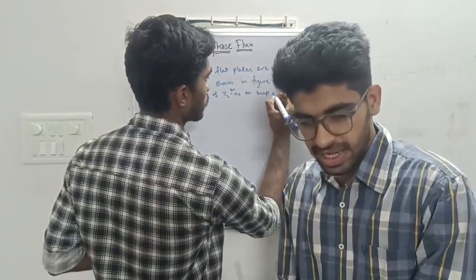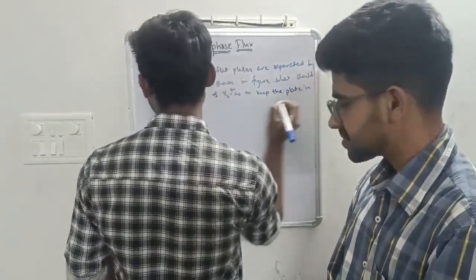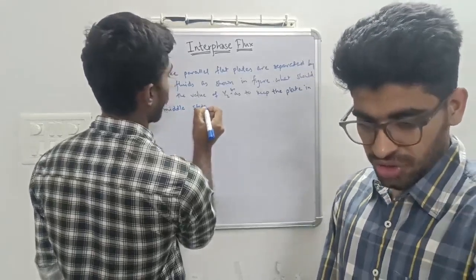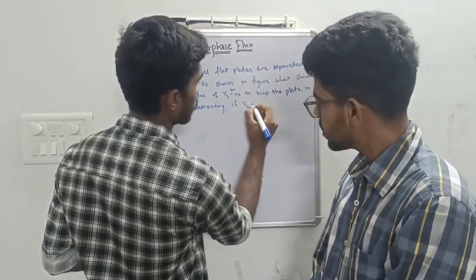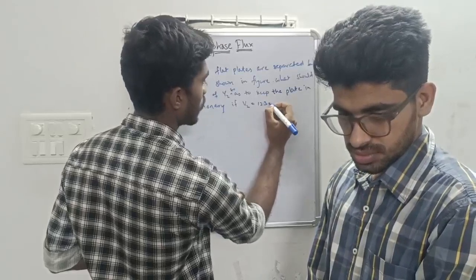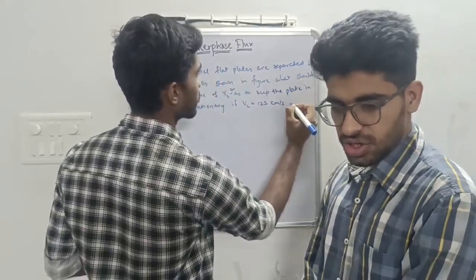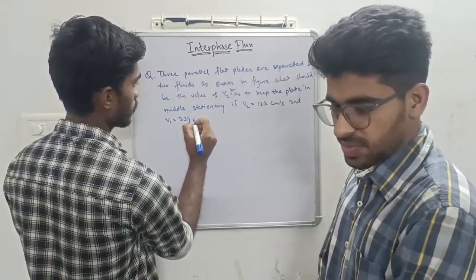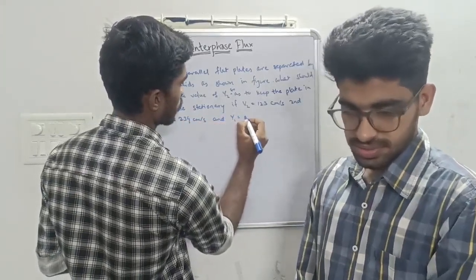So as to keep the plate in the middle stationary, if V2 is equal to 123 centimeter per second, and V1 is equal to 234 centimeter per second, and Y1 is equal to 3.4 centimeter.